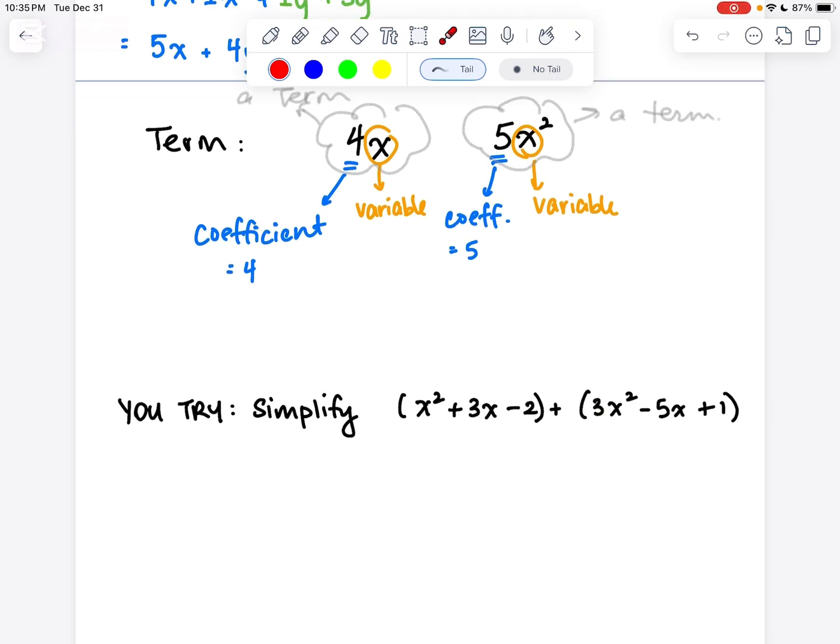Now I will start you off though with reminding you that there is an invisible 1 there. So if we're talking about tiles, this situation would look like I've got 1 tile that says an x squared. Here I have 3 tiles that say x squared. Okay, and so that's kind of how we would bring the tiles in when there's an x squared.